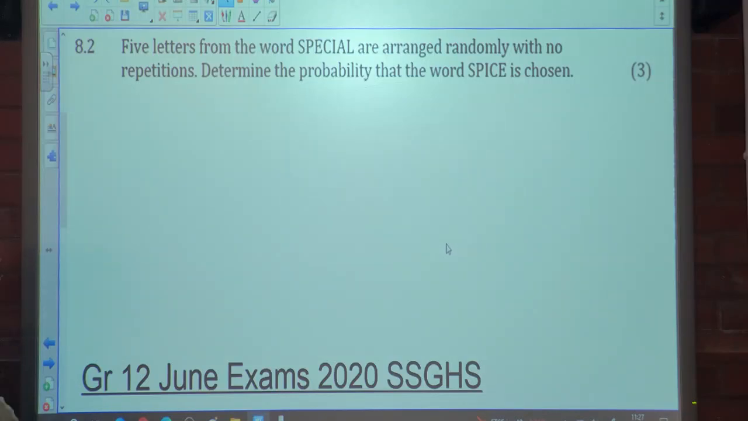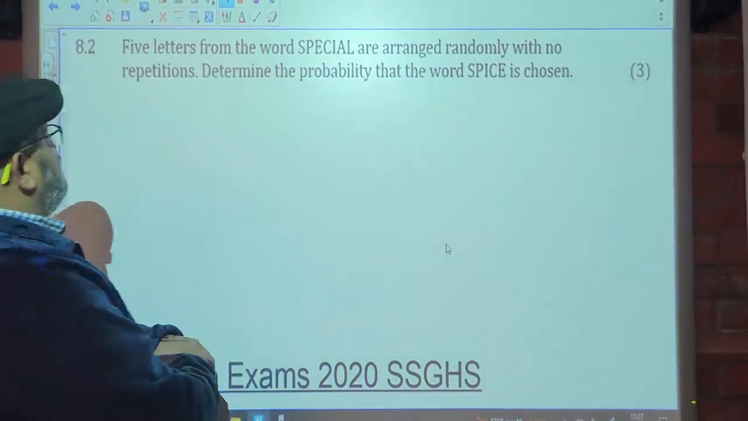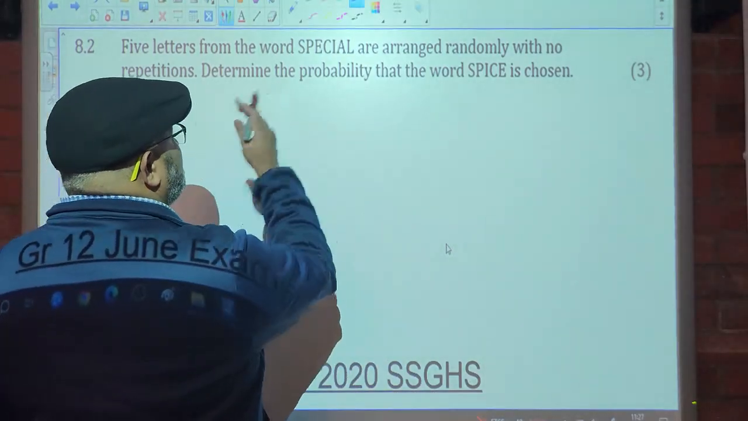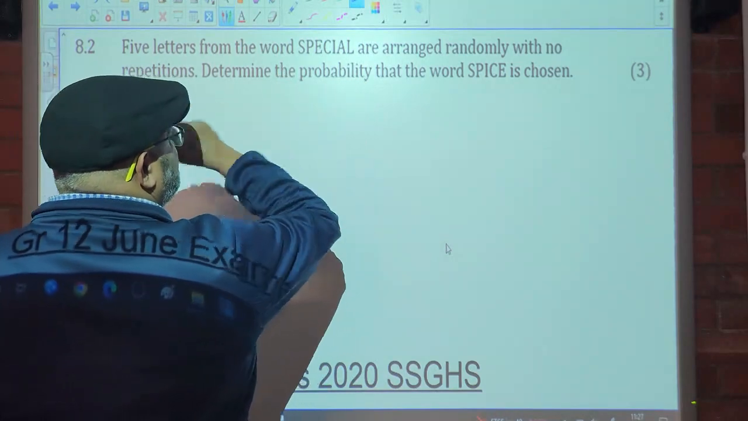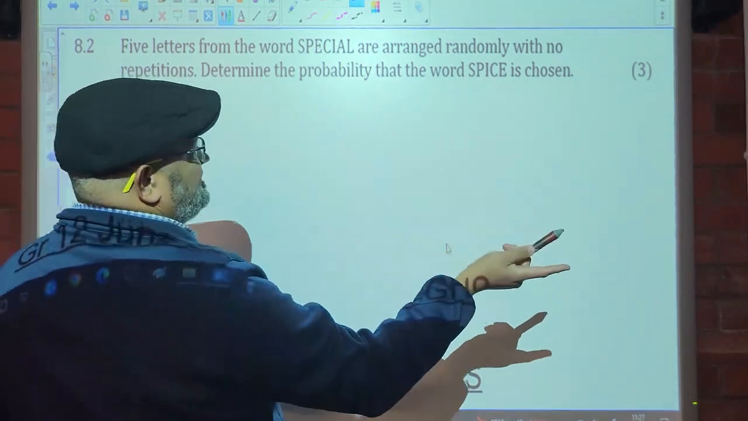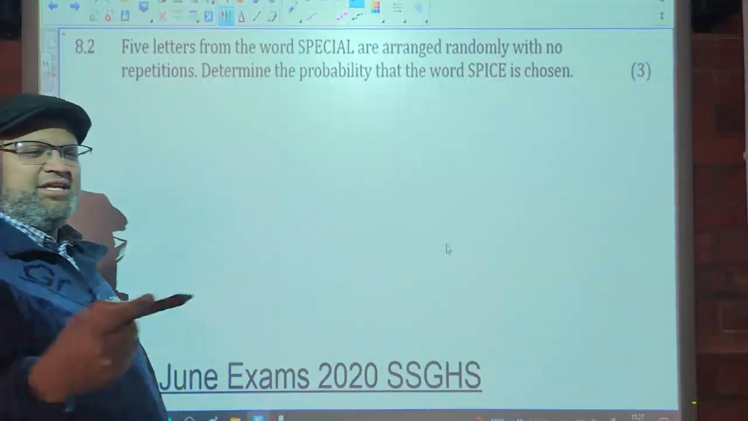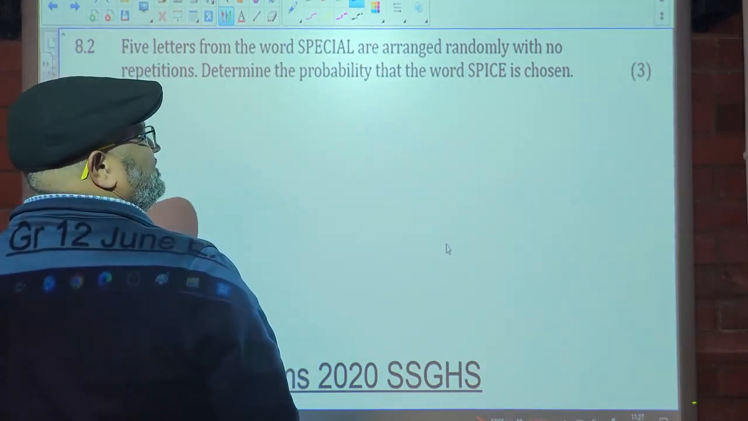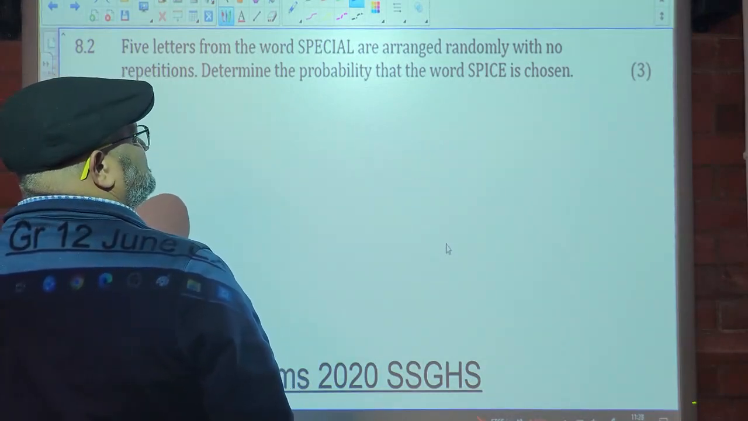Okay. 5 letters from the word special are arranged randomly with no repetition. What does no repetition mean? No letters are repeated. Okay. Determine the probability that the word spice is chosen. Spice, all things nice, no? Right, so let's go. Are there any repeated letters here? No. So the other formula doesn't kick in. The repeated letters are treated as identical letters. So, determine the probability that the word spice is chosen.